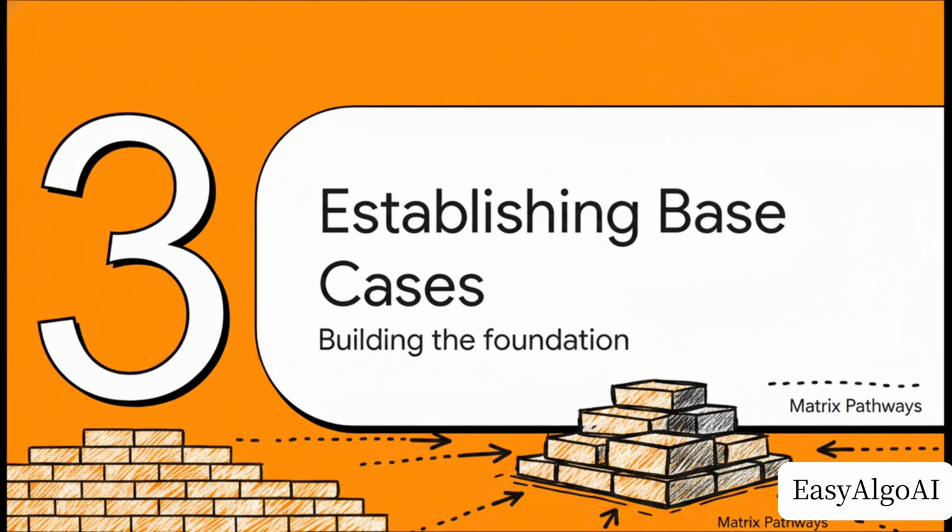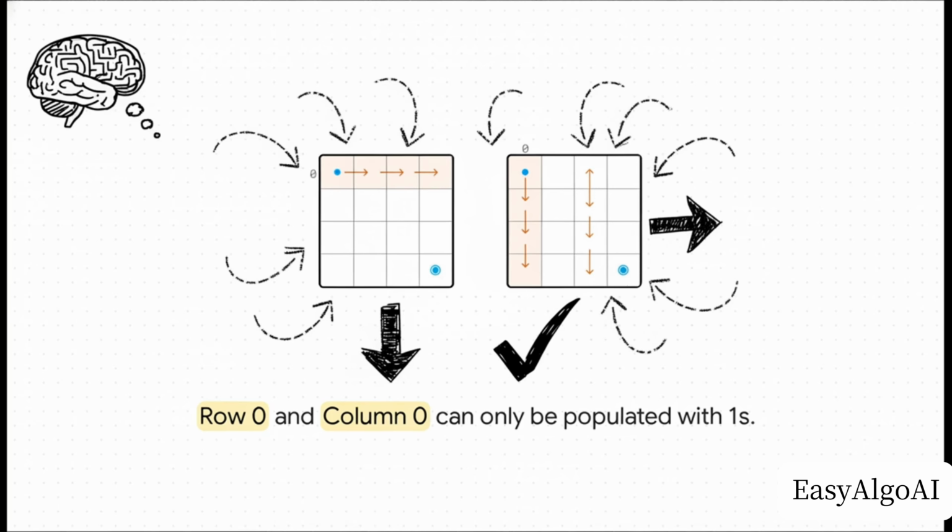All right, moving on to part three. Establishing the base cases. So let's think about the very top row, row 0, and the leftmost column, column 0. We know for sure that starting at cell 0, 0 gives us exactly one path to itself. But what about the rest of those outer edges? Well, remember our strict rule. We can only move right or down.